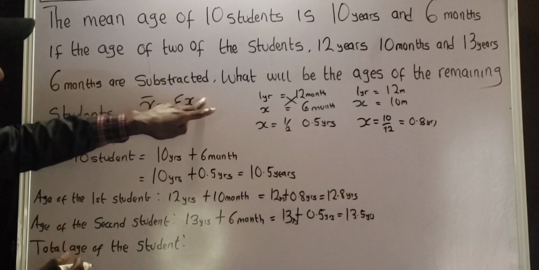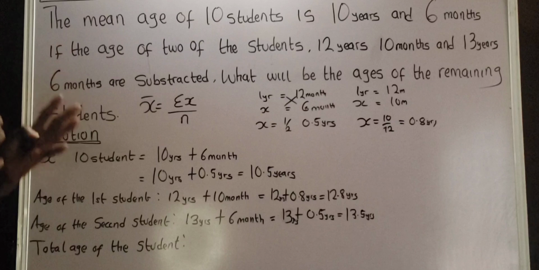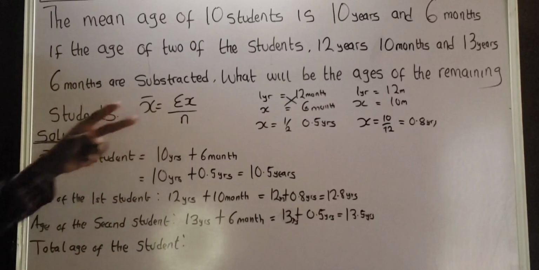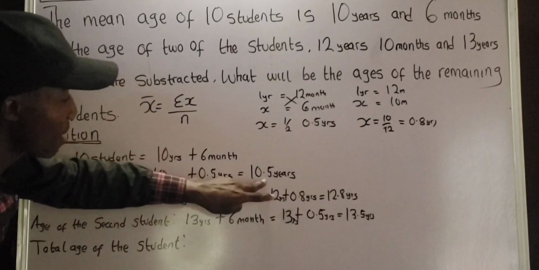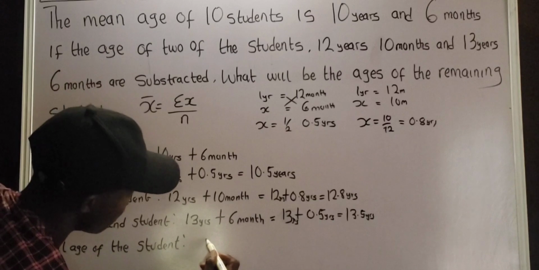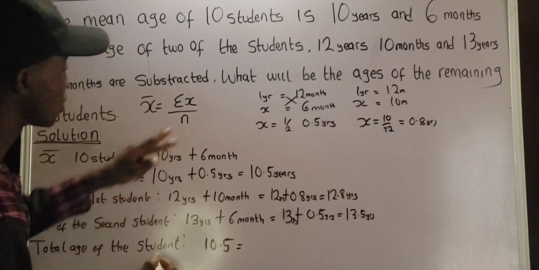So the mean is equal to the summation of x, that is the sum, that is the total. The sum of all the ages of the students all over n, which is 10. Are you getting it? So we can easily calculate the total age of the students. So the mean is what? 10.5. So I'm going to have 10.5 is equal to the sum.